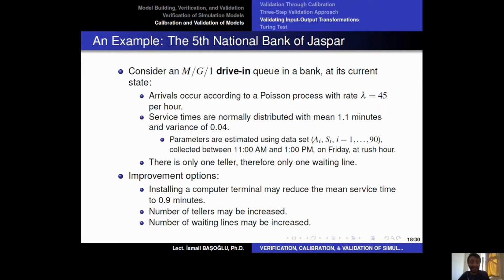So in its current state, the M/G/1 drive-through queue, which means the inter-arrival times of the cars are exponentially distributed.